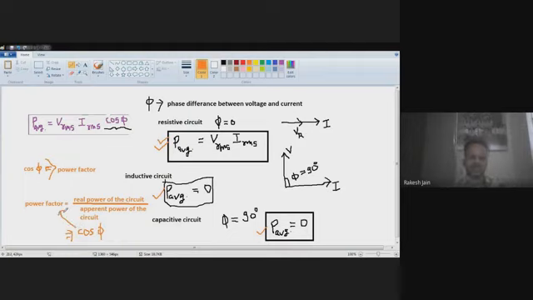So what is the power factor in a resistive circuit, and in inductive and capacitive circuits? In an inductive circuit, because phi is 90 degrees, the power factor is 0. In a capacitive circuit, because phi is 90 degrees, it is also 0. But in a resistive circuit, phi is equal to 0 degrees, so cos phi is 1. That's why the power factor is 1 in a resistive circuit, 0 in an inductive circuit, and also 0 in a capacitive circuit.